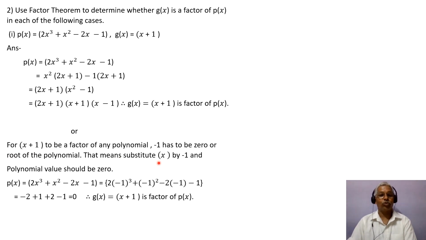This means if you substitute x by minus 1 and see the value of the polynomial, it should be 0. So I'm substituting it. In place of x, I'm writing minus 1: 2 into minus 1 cube plus minus 1 square, very simple, minus 2 into minus 1, minus 1. If you check this, it comes out to be minus 2 plus 1 plus 2 minus 1, which is 0. So as the value is 0, g(x), which is x plus 1, is a factor of p(x). Okay, very, very simple.